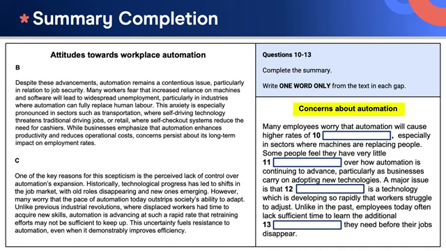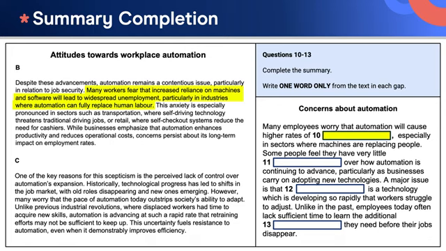The title is Concerns About Automation, and the first gap appears in the first sentence, which reads, "Many employees worry that automation will cause higher rates of blank, especially in sectors where machines are replacing people." So this sentence is about work and concerns people have about losing their jobs. Look at this sentence in the passage in paragraph B. It says, "Many workers fear that increased reliance on machines and software will lead to widespread unemployment, particularly in industries where automation can fully replace human labor." The information is the same as what's in the summary.